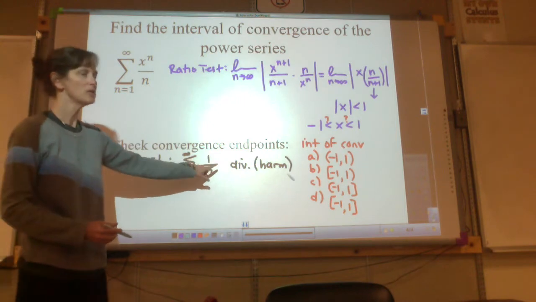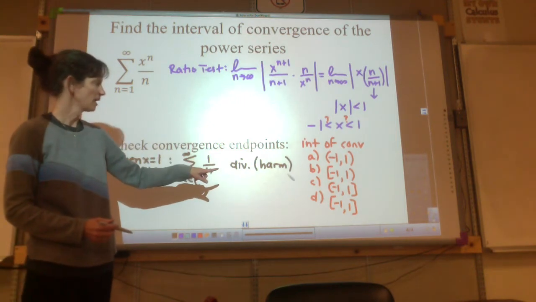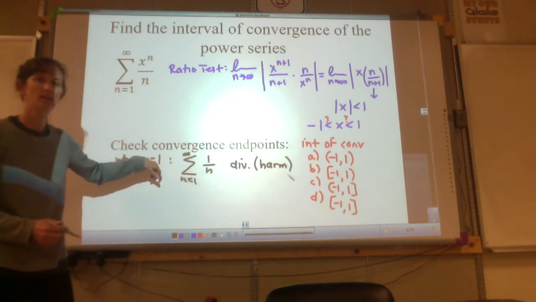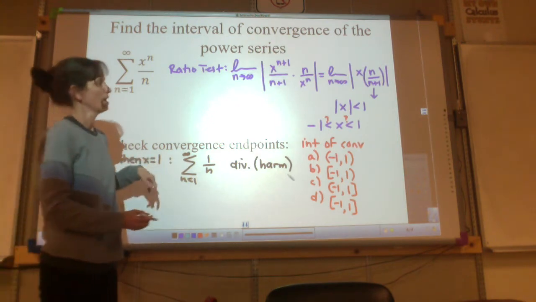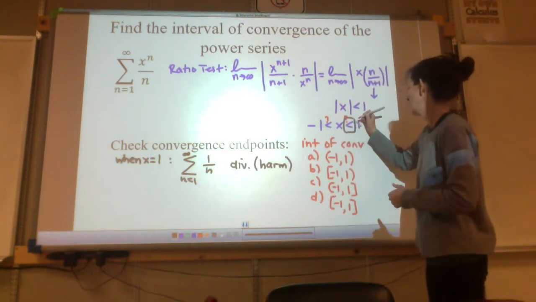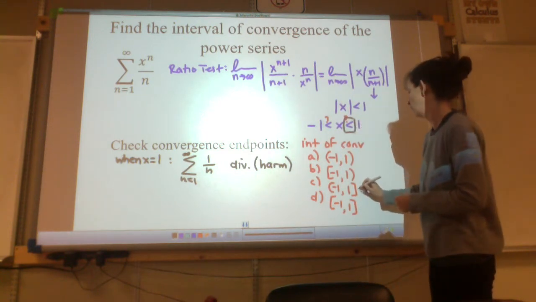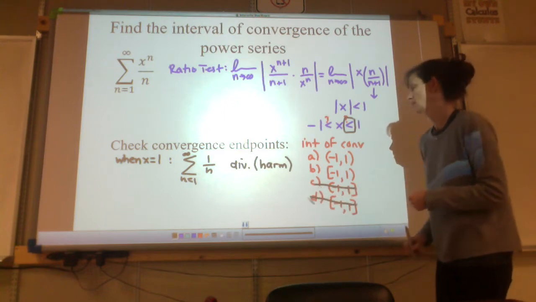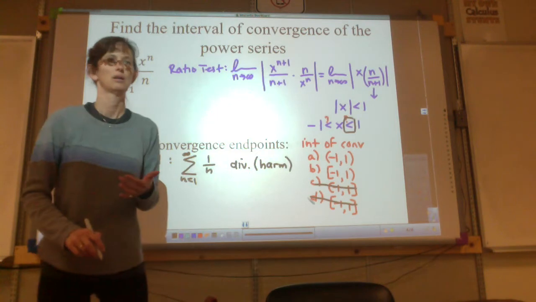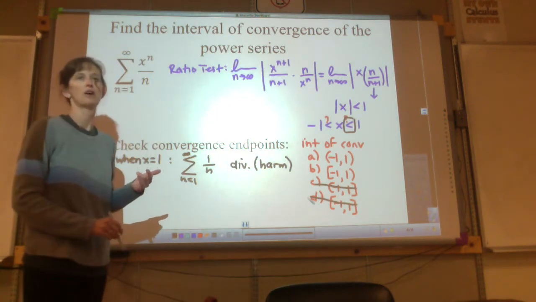So if it diverges because it's harmonic, what that means about this endpoint is it's not in the interval of convergence, and that means this inequality is going to hold true, and if that inequality is going to hold true, then these are not the answer, because it's not converging at 1. Does that make sense? Got my audience members?